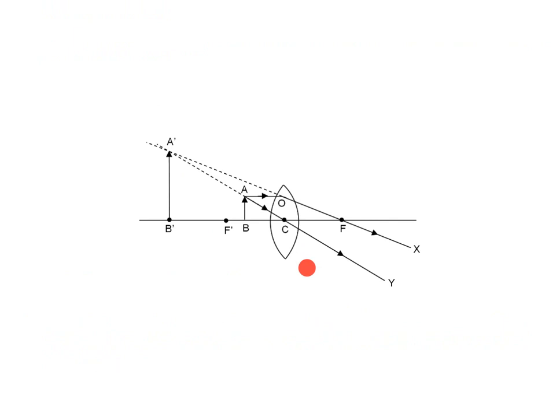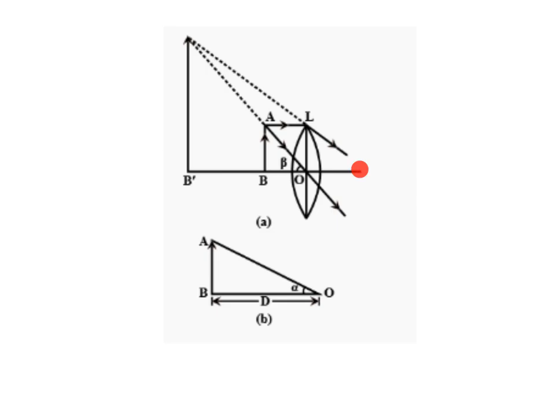Let us understand the simple microscope from this diagram. This is your lens and this is your object AB. When the object AB is placed before this lens, we get a magnified image A dash B dash. This is the same diagram: AB is the object, and the lens forms the magnified image A dash B dash.